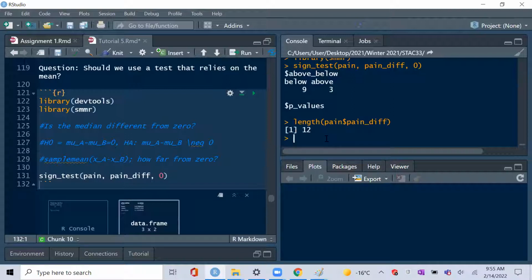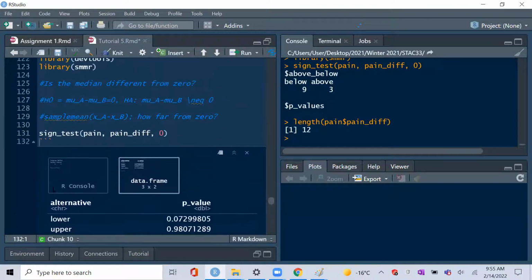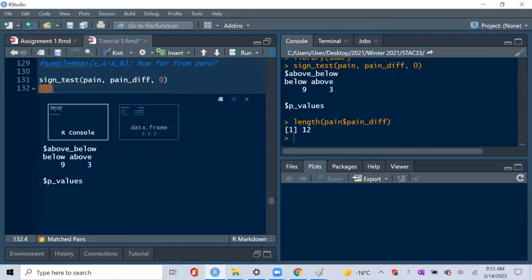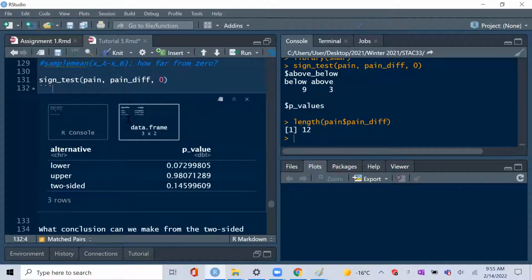The question is, is this significant? You can see that if your median is truly 0, you should expect to see about 5 above and 5 below. So I would give you a p-value that's not significant. What you expect to see is a p-value that says half are below, half are above, so it's not significant.